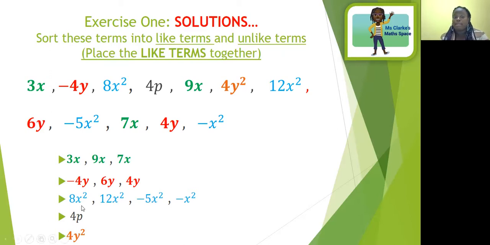So for x squared, I highlighted it in blue, a very, very pretty blue. So we have 8x squared, then we have 12x squared, and we have negative 5x squared, and then negative x squared. All right, so that will be the next set of like terms that we group together there. Then we have 4p, which is in black. I didn't have any other 4p, so you just keep that by itself. And then you have 4y squared, no other y squared, so that remains by itself. Okay, moving on.